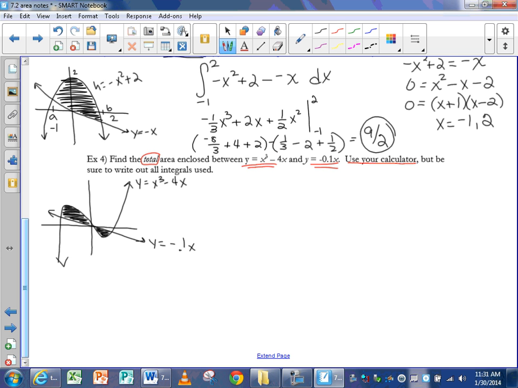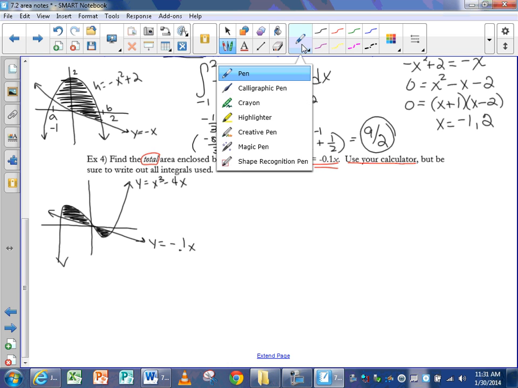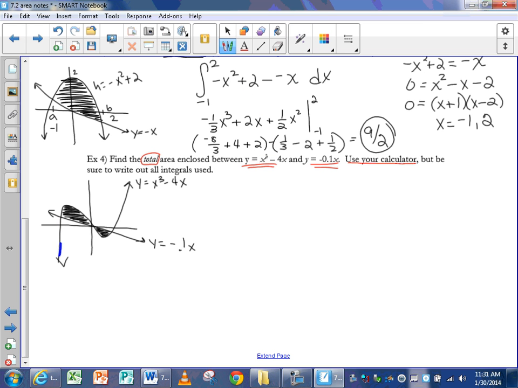So this is a case where the graphs cross each other somewhere in between the endpoints. So they crisscross right here. Now they're going to crisscross at the origin. That's something that you can figure out on your calculator as well. I didn't want that, that was meant to be an O. The origin is right there, and that's where they cross. So that means I need to separate my integrals at the origin.